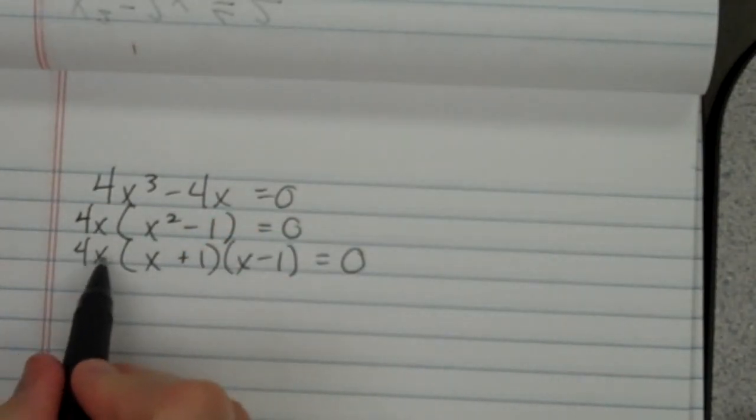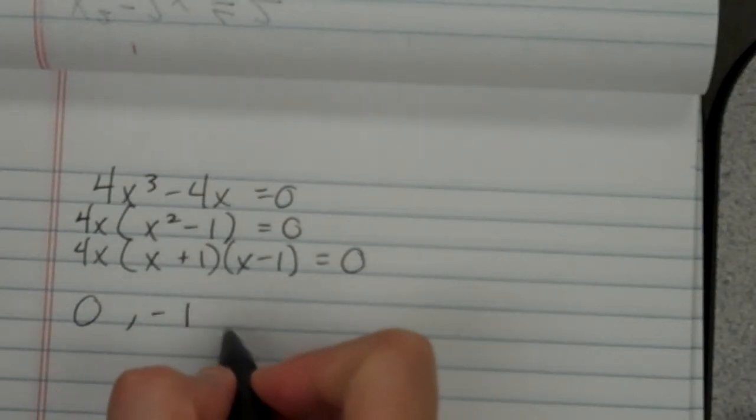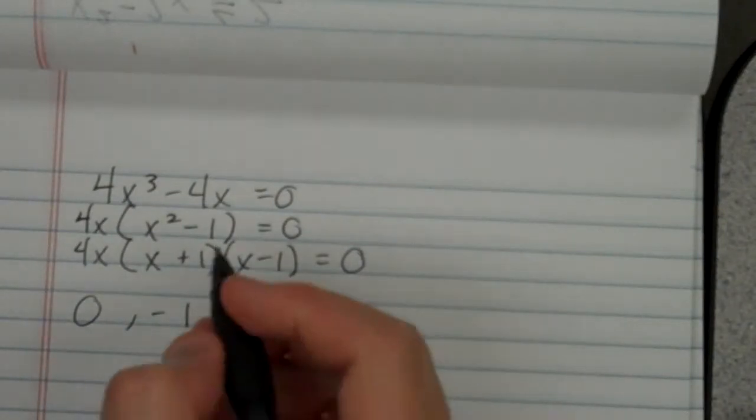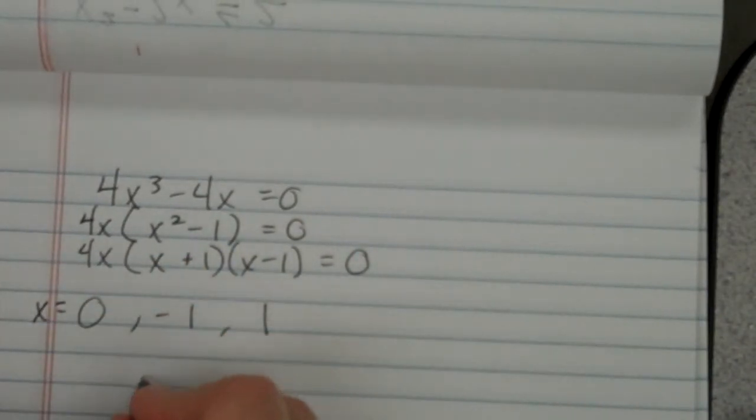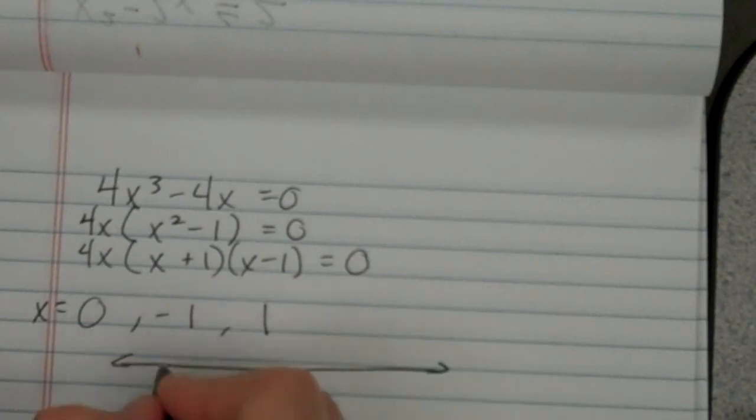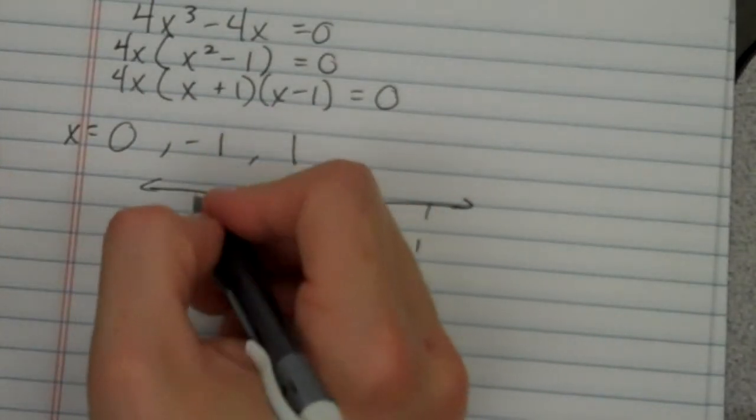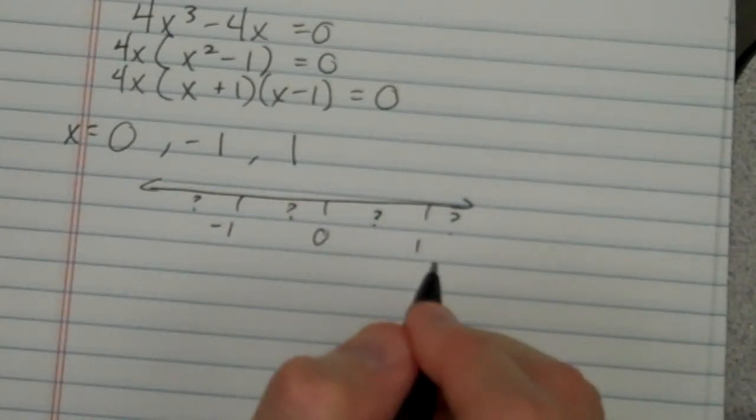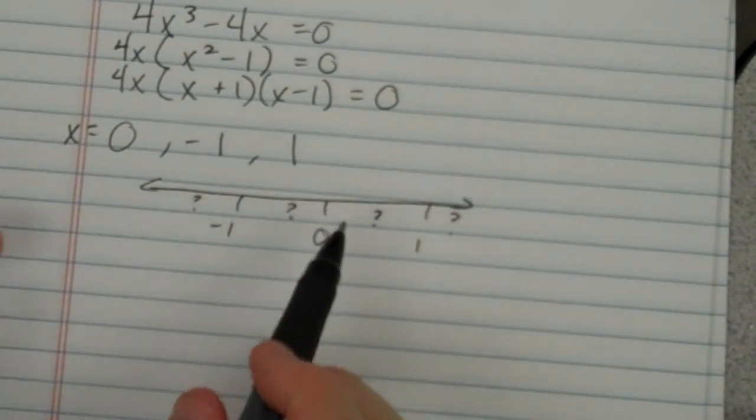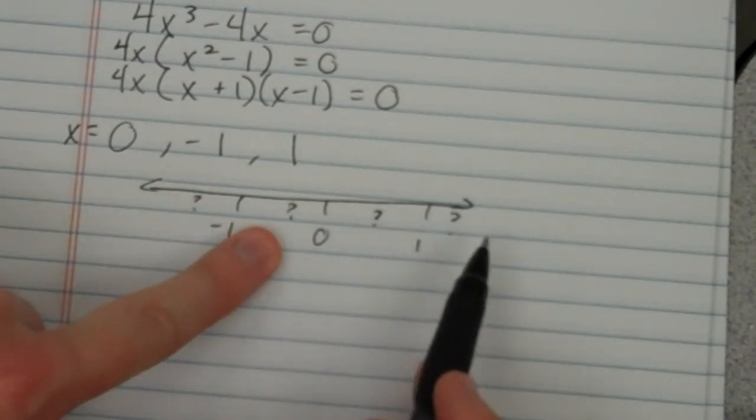Now, what would this have to be to make the whole thing 0? 0. What would this have to be? Negative 1. What would this have to be? 1. So these are my 3 answers. So if I looked at a number line, these are my three possible answers. So I need to check this, this, this, and this, okay? But I'll show you a secret. If it's going to be this, it'll also be this one. If it's going to be this, it'll also be this one.